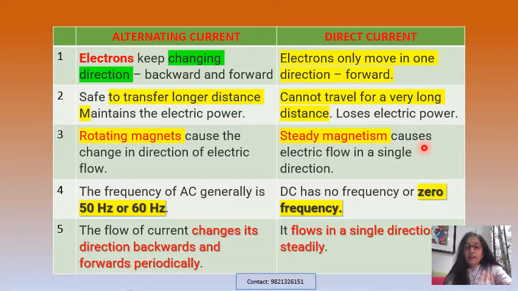Steady magnetism makes direct current flow in a single direction. Rotating magnets cause the change in direction of electric flow in alternating current. Direct current has no frequency, or zero frequency. Frequency of alternating current is dependent upon the country, but generally the frequency is 50 Hz or 60 Hz. Direct current flows in a single steady direction. AC can flow backward or forward. In AC the flow of current changes its direction backwards and forwards periodically. Just remember these points, they'll be handy as the chapter goes by. All right.